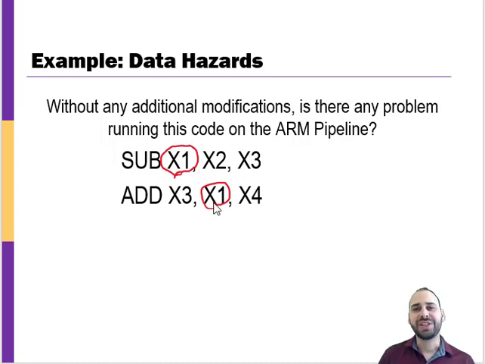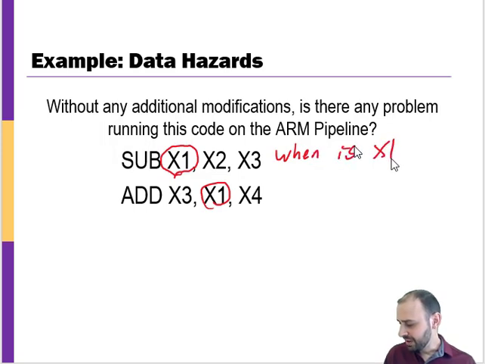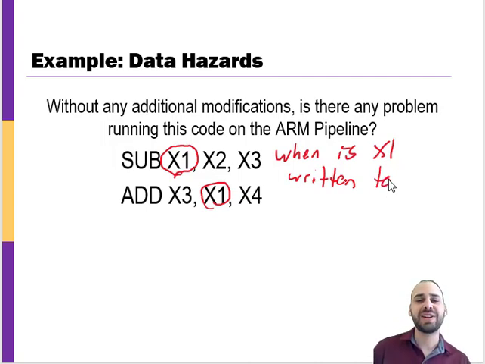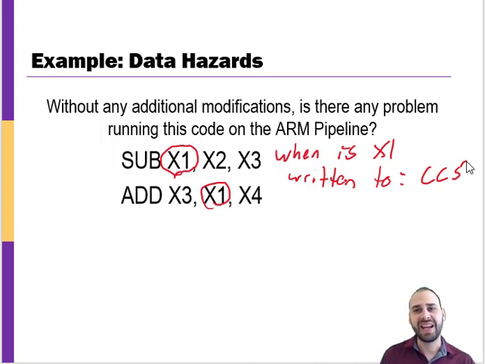And we ask the question, as we've seen previously: when is x1 updated? When is it written to? When does it get the value of register 2 minus register 3? And the answer to that is clock cycle 5, because that happens at the write back stage. We're writing back to a register. So it's not written to until clock cycle 5, right?